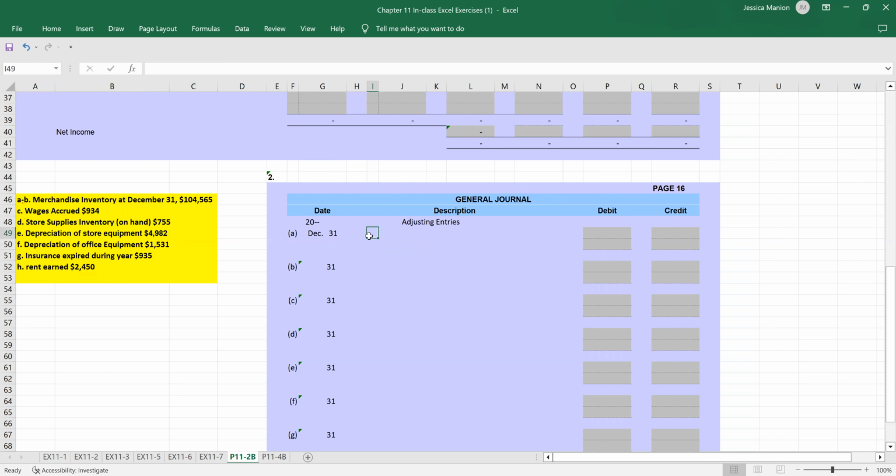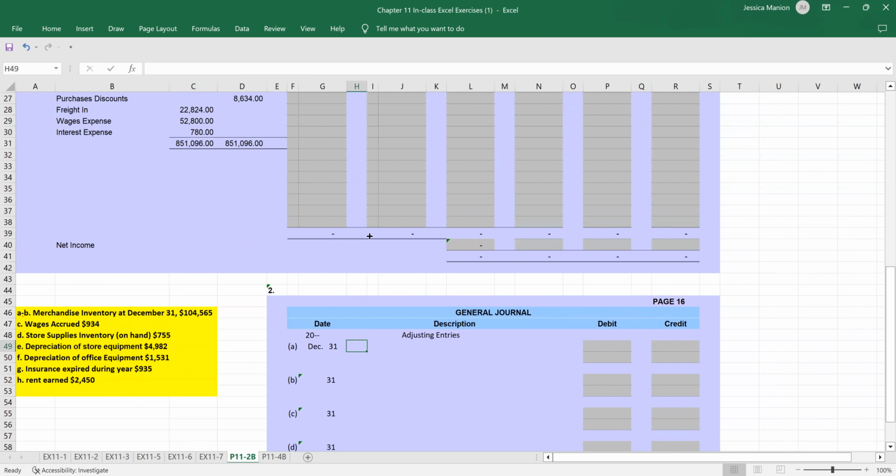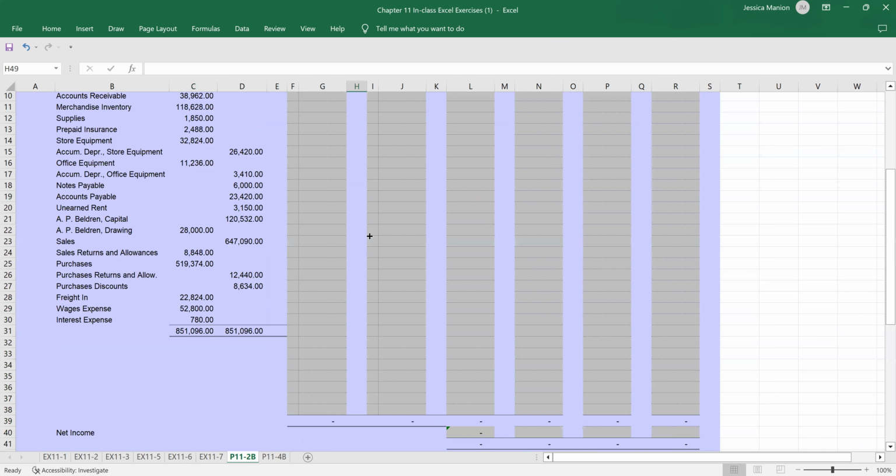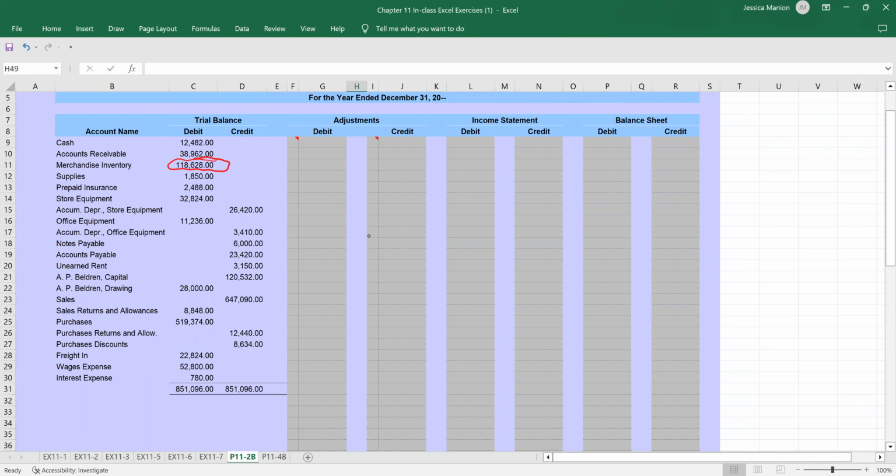So the first one is that merchandise inventory adjusting entry. So merchandise inventory at December 31 is 104,565. So remember, that's what we want our balance to be. And so the first thing we need to do is zero out or close out what we had before, or what we had to begin with. So if we scroll back up here, here's our beginning inventory. So we need to close this one out first, and then we can record the correct amount.